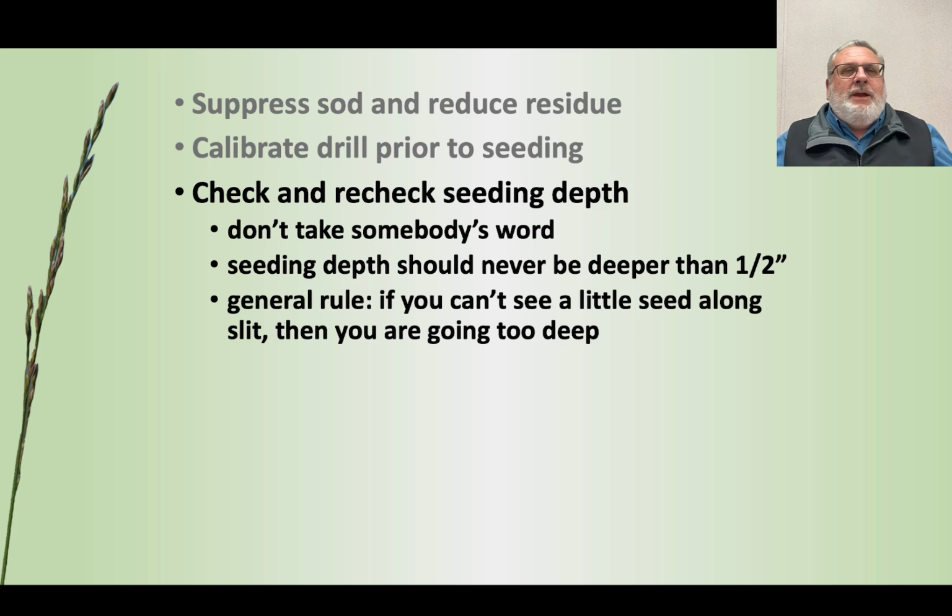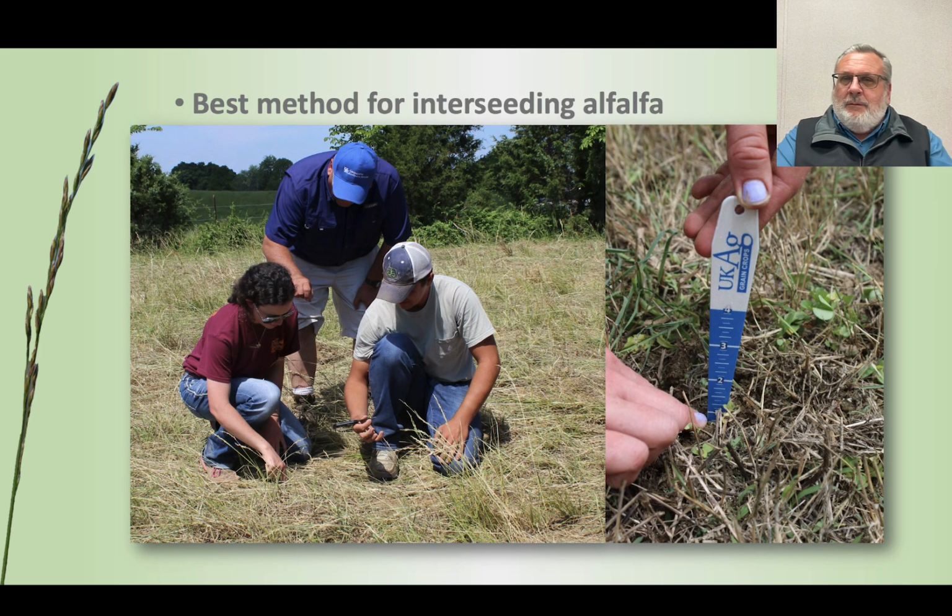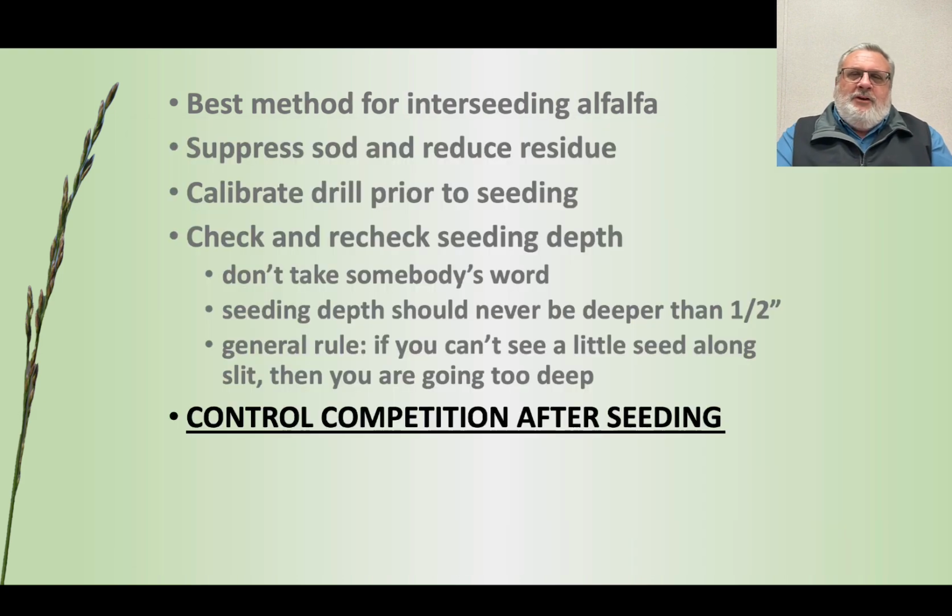Okay, after we get the drill calibrated, we need to check and recheck our seeding depth. Don't take somebody's word for it. The seeding depth should never be deeper than 1/2 inch. A general rule is if you can't see a little bit of seed beside that drill slit, you're probably going too deep with that seed. So check and recheck your seeding depth.